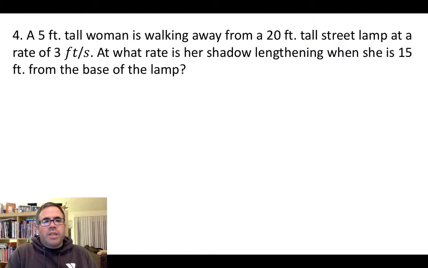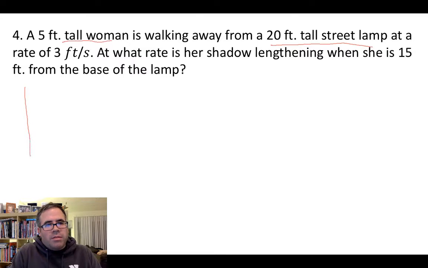Okay, got a related rate problem. A 5-foot tall woman is walking away from a 20-foot tall street lamp at a rate of 3 feet per second. At what rate is her shadow lengthening when she is 15 feet from the base of the lamp? So, when you're doing related rate problems, draw a picture. Anything that stays still, or doesn't change, like the height of a woman or the height of a lamp, you label with what it is. So here's our lamp, and here's our woman.